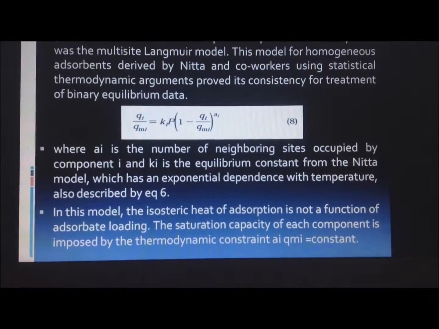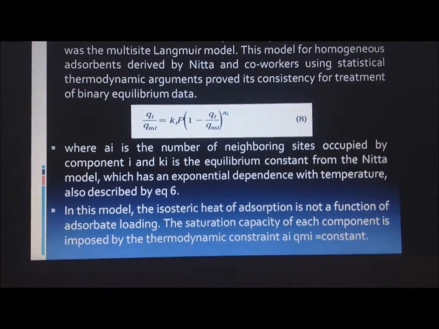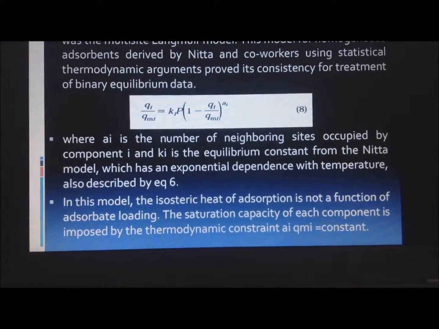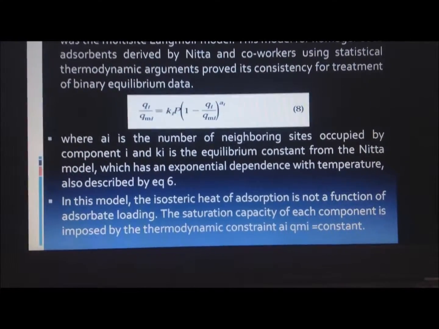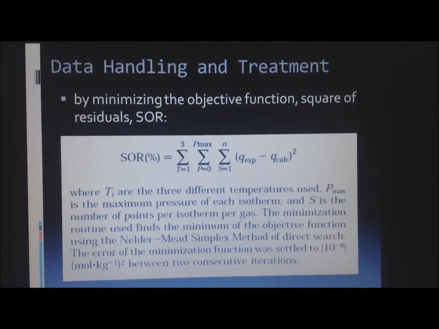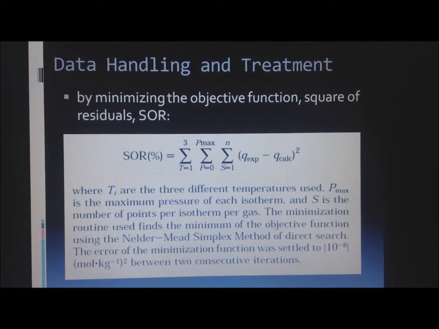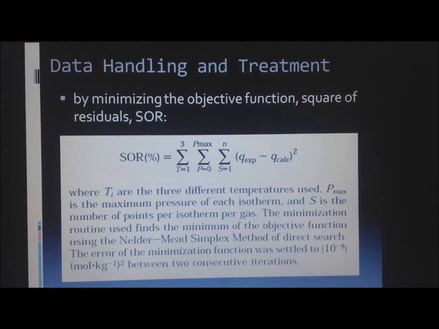The saturation capacity of each component is imposed by the thermodynamic constraint that A sub i times Q sub Mi is equal to a constant. To minimize the objective function, the researchers employed the square of residuals.